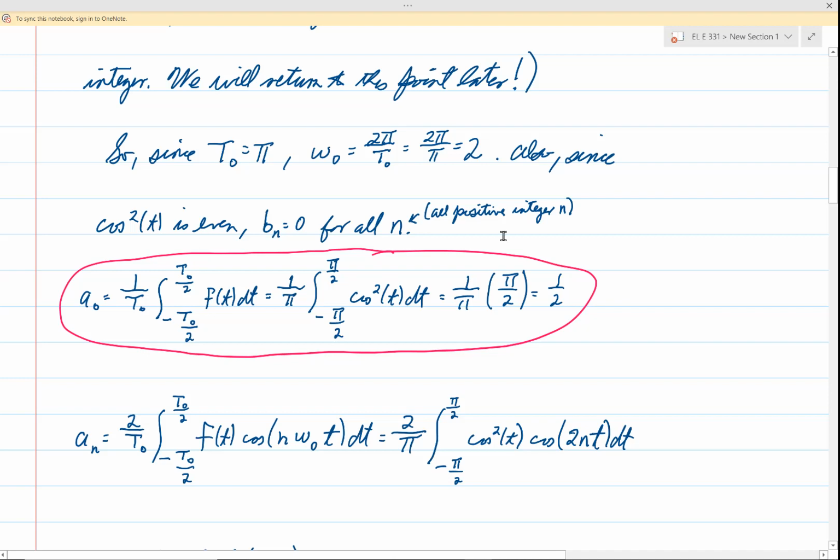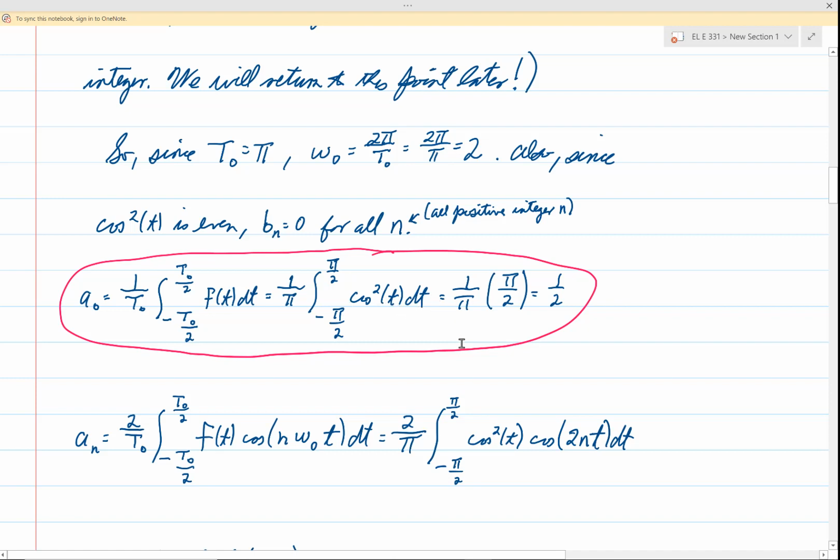So let's now go ahead and calculate all the a's. Since the b's are all 0, let's calculate the a's. So we begin with a naught, and you know that the formula from your table is 1 over t naught, integral from minus t naught over 2 to t naught over 2 of f of t dt. And so since t naught is equal to pi, that becomes 1 over pi, integral from minus pi over 2 to pi over 2 of cosine squared t dt.